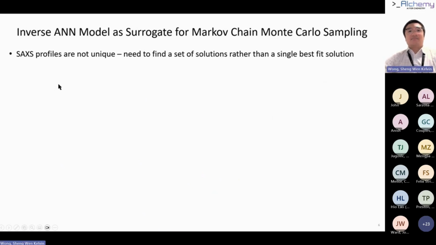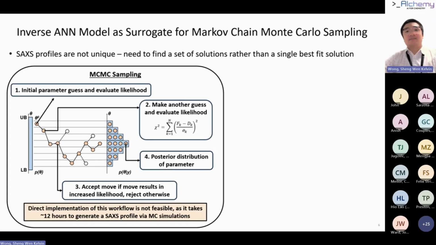However, we realized that SAXS profiles are not unique and that different combinations of parameters can result in near identical SAXS profiles. And in this case, we need to consider a set of solutions rather than a single best fit solution. Therefore, we turn to a sampling technique called Markov Chain Monte Carlo sampling, which allows for the estimation of the parameters as well as the associated uncertainties of the estimates.